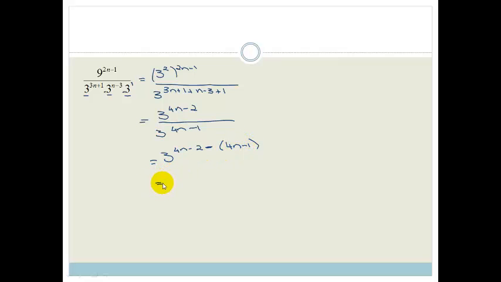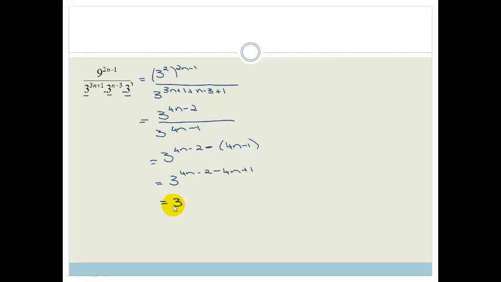So let's work this out together. So 3, that's 4n minus 2, we're just bringing that down. A minus times a plus is a minus 4n, and then minus times a minus is plus 1. So do you see where you could have made a mistake if you didn't put those brackets in? So please be careful about that.